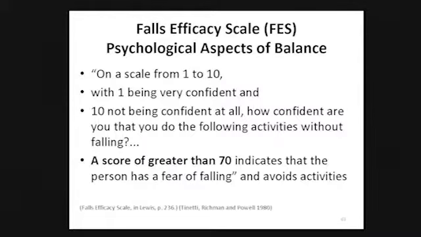How do people feel about their ability to prevent themselves from falling? Falls efficacy scale. What's the psychological aspect of balance? Well, this is the scale right here on a scale of 0 to 10. If 1 means you're very confident and 10 you're not confident at all, how confident are you that you can perform the following activities without falling? And you'll see these on the next slide. A score of greater than 70 indicates that they have a fear of falling.